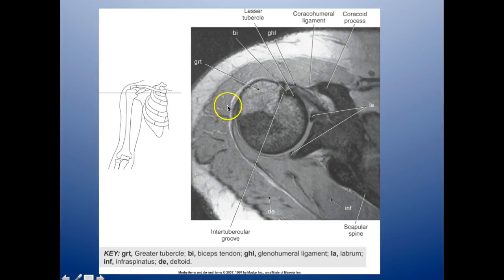You can see there's a little rim of fluid in there that's bright, so you can see between the two muscles nicely. This is your greater tubercle. This is your bicipital groove or your intertubercular groove. I'll take either answer. This is your lesser tubercle.